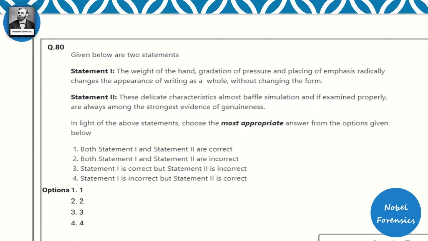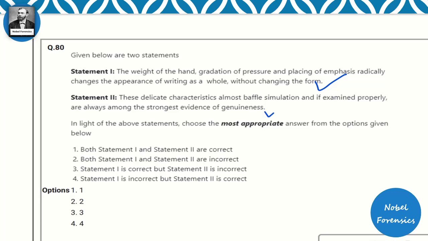Then given below are two statements, statement 1 and 2. The weight of the hand, gradation of pressure and placing of emphasis radically changes the appearance of writing as a whole without changing the form. What they are saying is, without changing our original handwriting, with just changing the weight of hand and pressure, the whole handwriting will change. But statement 2: these delicate characteristics almost baffle simulation, and if examined properly are always among the strongest evidence of genuineness. Actually both are correct.